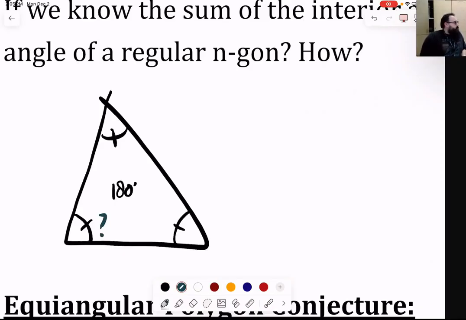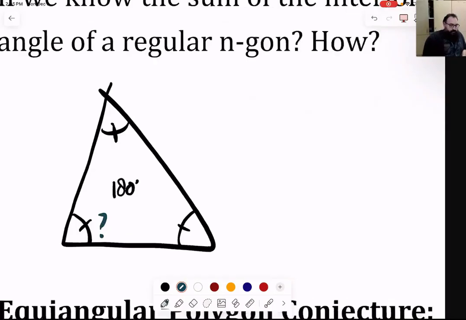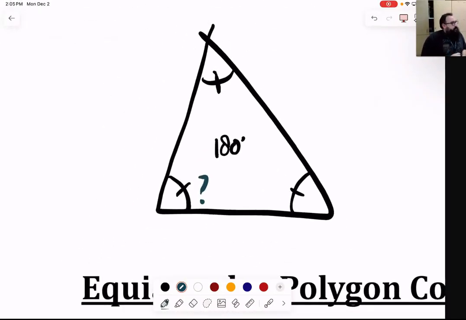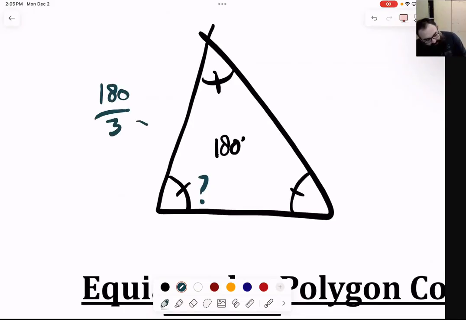Miley, how? I'm sure, I know you know the right answer. Just how? You don't have to tell me the answer, just how would you do it? I know the total is how much? And how many angles are there? That's it. So we just do 180 divided by 3, and that gives me 60.